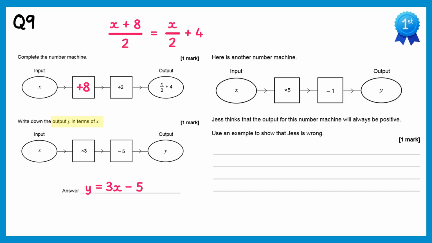For the last part of this question, we need to find a number that we use for an input that gives a negative output. This happens to be any negative number that you choose. So I'm going to choose -2. If we do -2 times 5, we get -10, and then -10, take away 1, gives you -11. And this is negative, so Jess must be wrong.